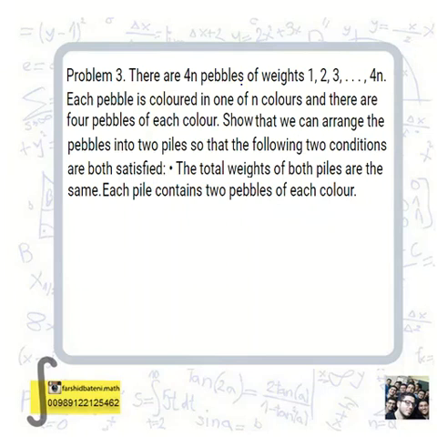Problem 3. There are 4n pebbles of weights 1 to 4n. Each pebble is colored in one of n colors, and there are 4 pebbles of each color. Show that we can arrange the pebbles into 2 piles so that the following 2 conditions are both satisfied. The total weights of both piles are the same. Each pile contains 2 pebbles of each color.